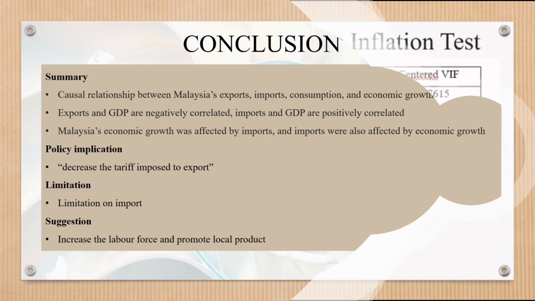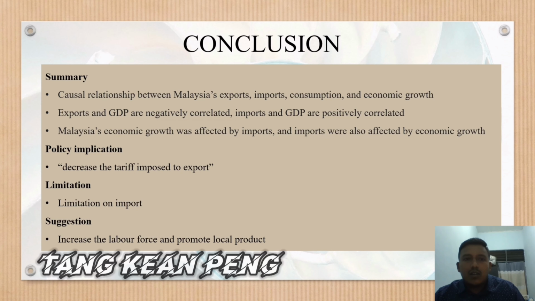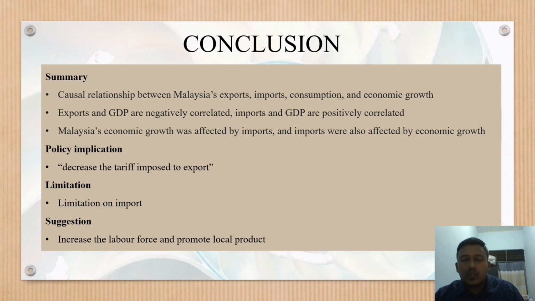Now for the presentation, the conclusion. I want to summarize our research. Our research is about the relationship between Malaysian export, import and consumption with economic growth. From our research, we can find out that export and GDP are negatively correlated, which means that if export decreases, the GDP also will decrease.